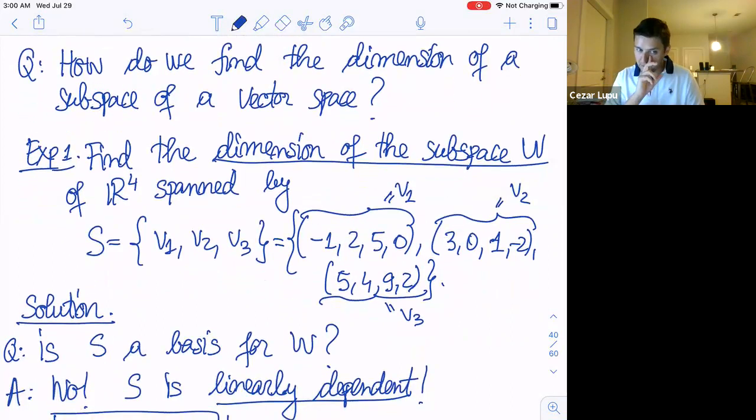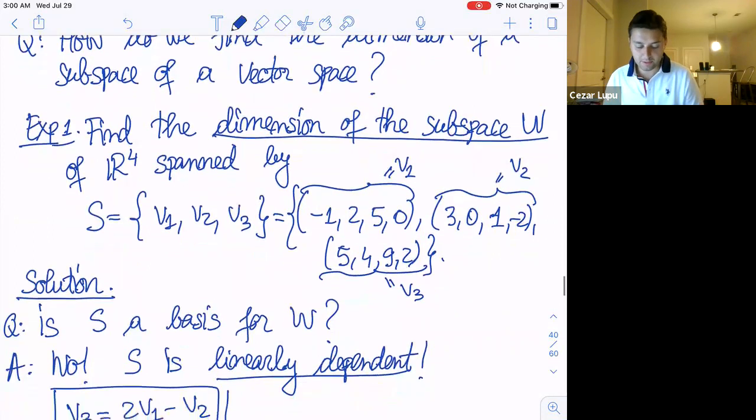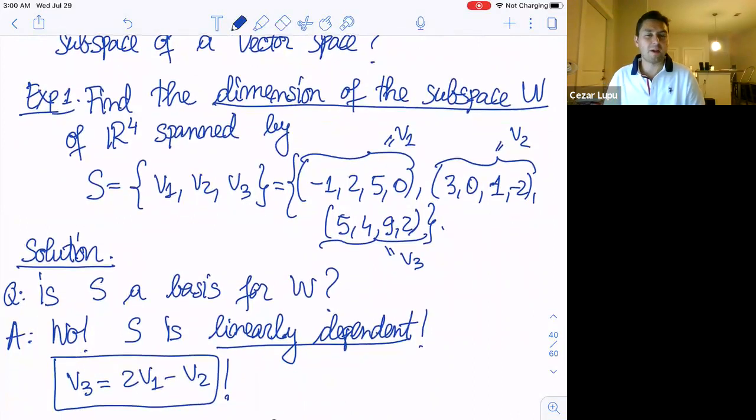Well, clearly the answer is no. S is linearly dependent, right? That's obvious to see, because I can express one of the vectors as a linear combination of the other two. In this case, if we look closely at my set S, you will see that V3 is nothing else than just a linear combination of the first two vectors, V1 and V2. More precisely, you can express V3 as 2V1 minus V2. So the answer to this question is no. S is linearly dependent.